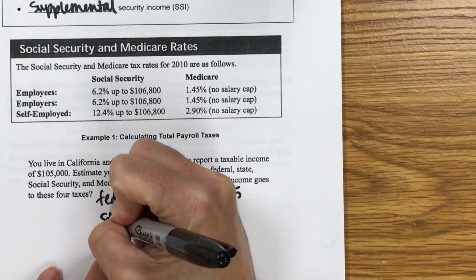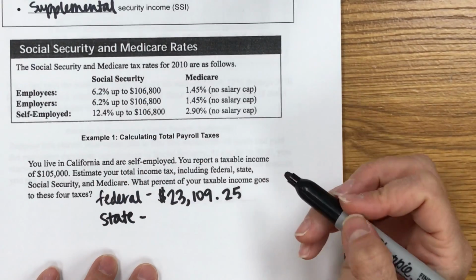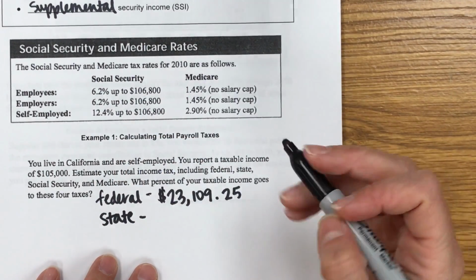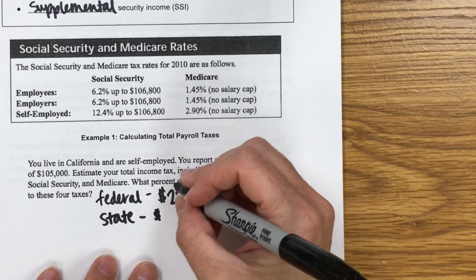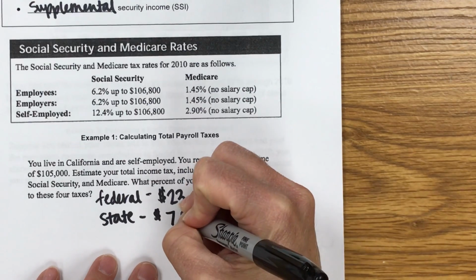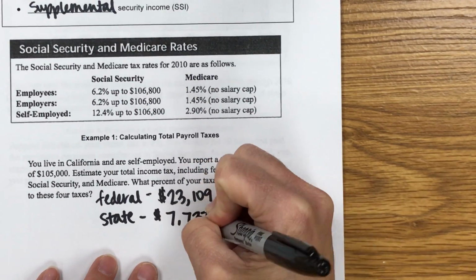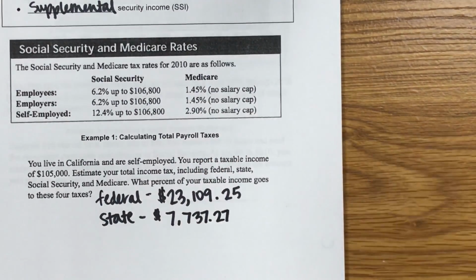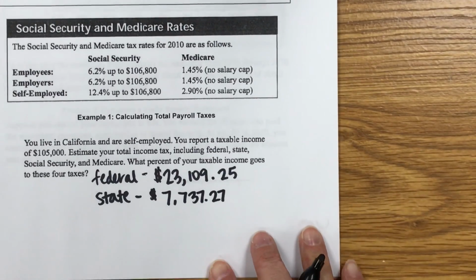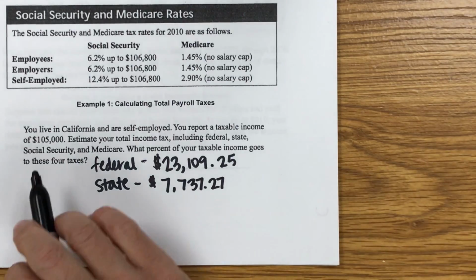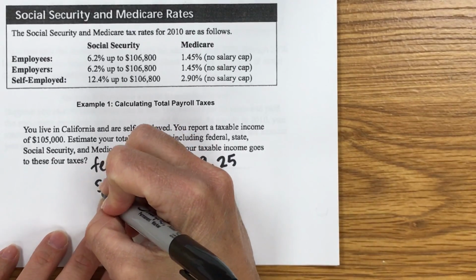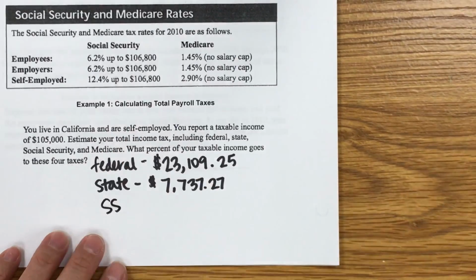$23,109.25. For state, again, with the graduated tax system that we covered in the previous sections, the state income tax is $7,737.27. So what I want to do for this example is I want to figure out the new things, which are the Social Security and the Medicare.